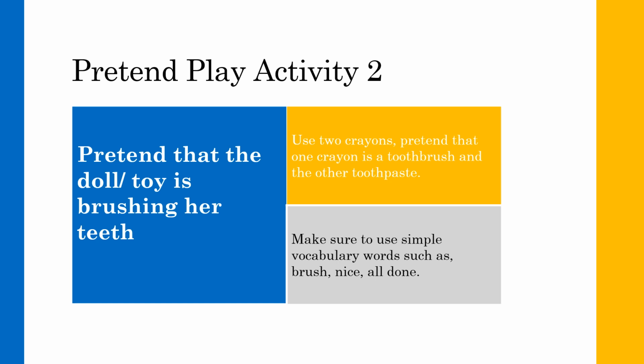Second activity could be pretending that the toy is brushing her teeth. We could use crayons, 2 crayons, or we could use small brushes and a small toothpaste. We can pretend that one crayon is a toothbrush and the other is a toothpaste. We want to make sure to use simple vocabulary words such as brush, nice, all done. Make sure we're not asking questions.